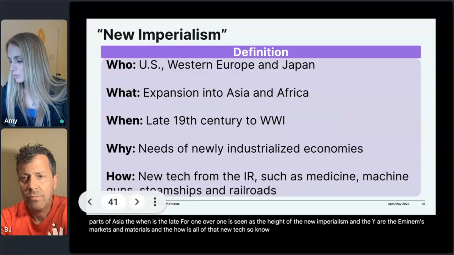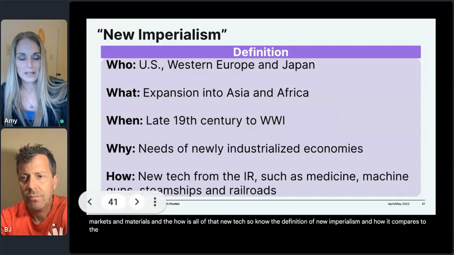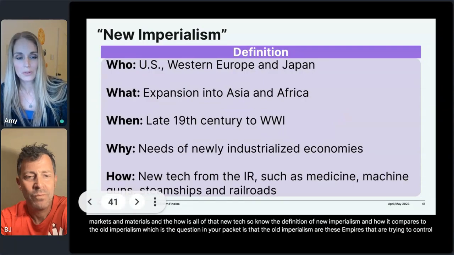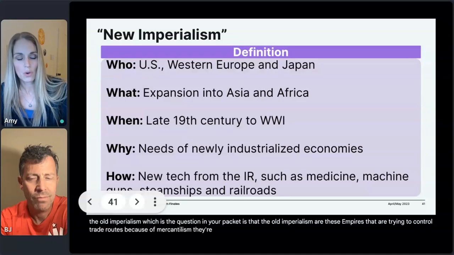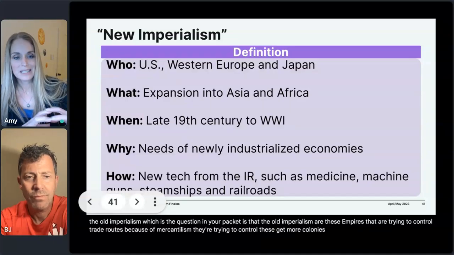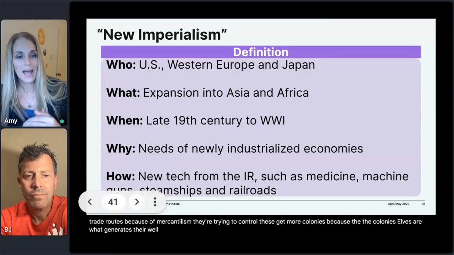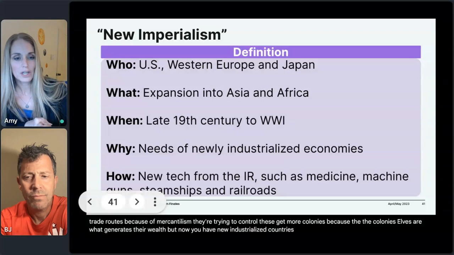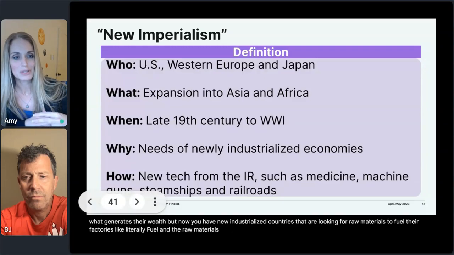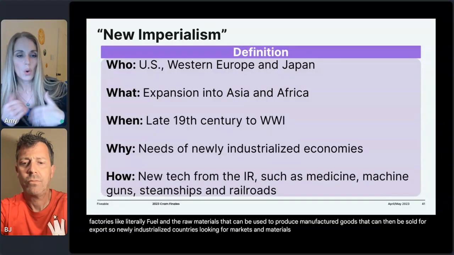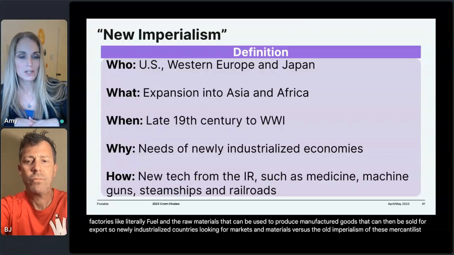So know the definition of new imperialism and how it compares to the old imperialism, which is the question in your packet. The old imperialism are these empires that are trying to control trade routes because of mercantilism. They're trying to get more colonies because the colonies physically and then the trade routes themselves are what generates their wealth. But now you have new industrialized countries that are looking for raw materials to fuel their factories, like literally fuel, and the raw materials that can be used to produce manufactured goods that can then be sold for export. So newly industrialized countries looking for markets and materials versus the old imperialism of these mercantilist economies trying to control trade routes.